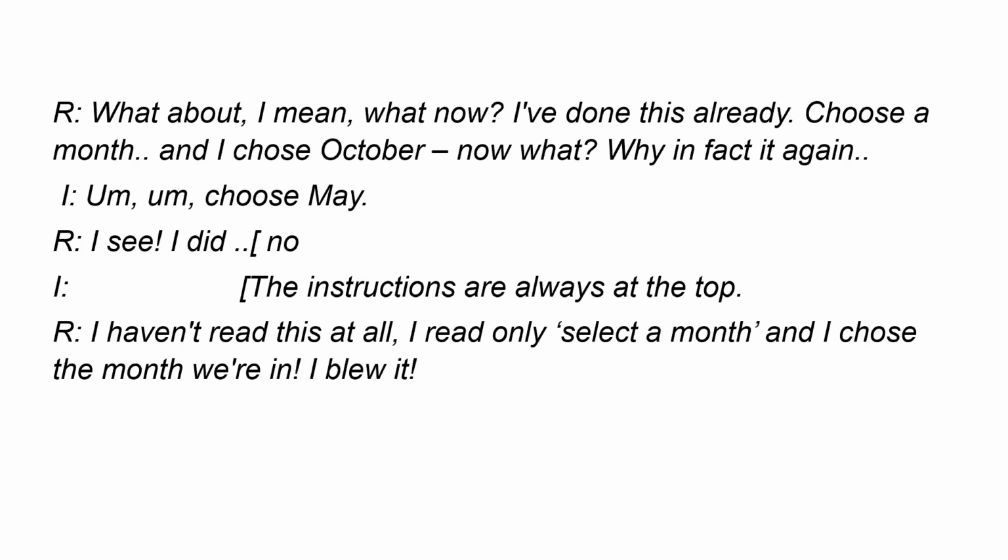And now we come to an example from the animation where the test taker makes a mistake, the respondent. What now? I've done this already. Choose a month, and I chose October. What now? Why, in fact, again? And then, so she's calling on the interviewer again to help. Choose May. And then the response is, I see, I did. And then the interviewer says, the instructions are always at the top. The respondent then says, I haven't read this at all. I read only select a month and I chose the month we're in. I blew it.